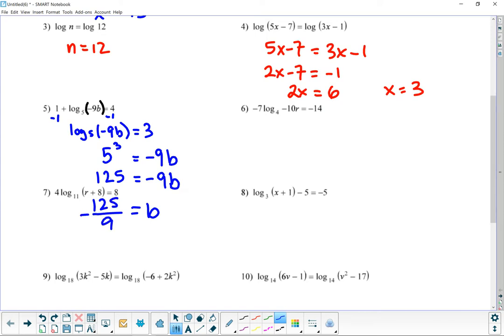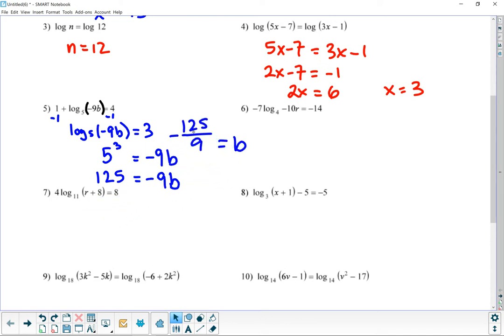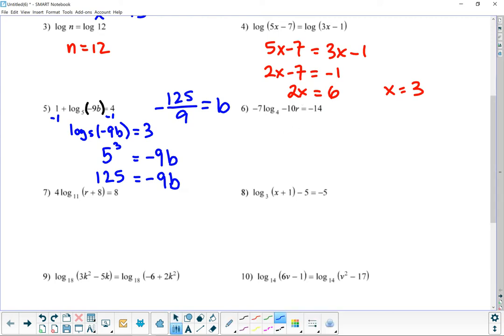Right? And that really doesn't simplify much. So that is my final answer. So I get b equals negative, here, I'll put it right here, 125 over 9. If you want to use a calculator, that would be equivalent to negative 13.888. Okay, so a calculator, if you divide 125 by 9, you get negative 13.888.